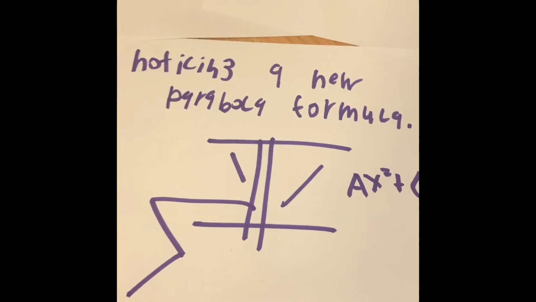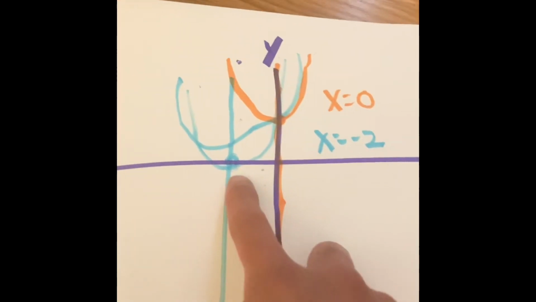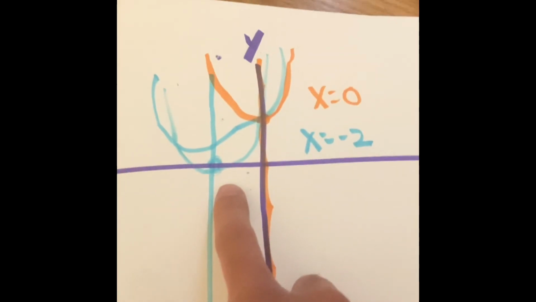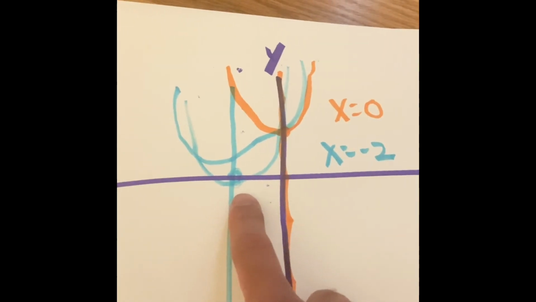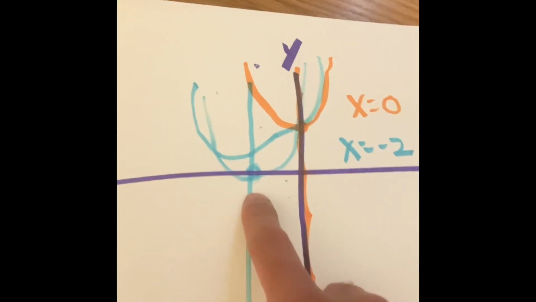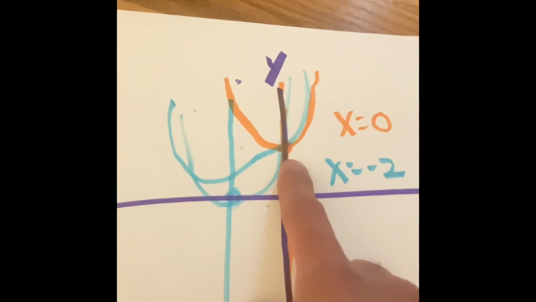Now, next video, we're going to talk about how we can graph these new parabolas when we have a bx in our equation. And we'll also talk about why it happens and how we can discover the vertex if it's not the y-intercept. I hope this video has helped you.